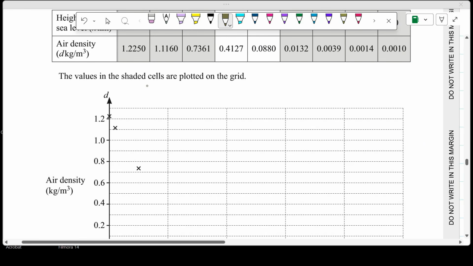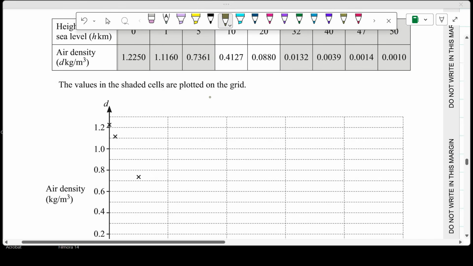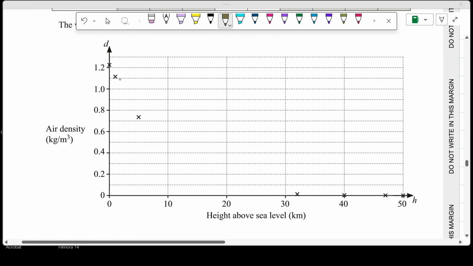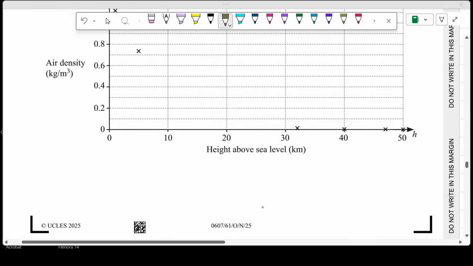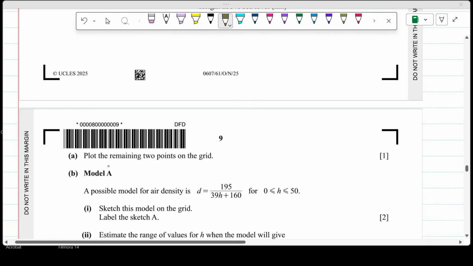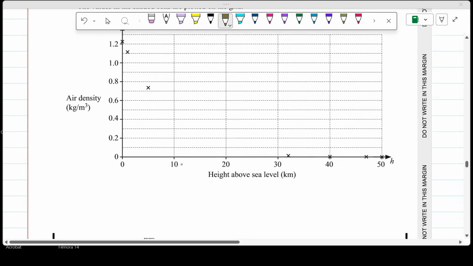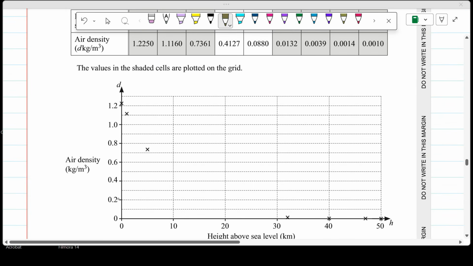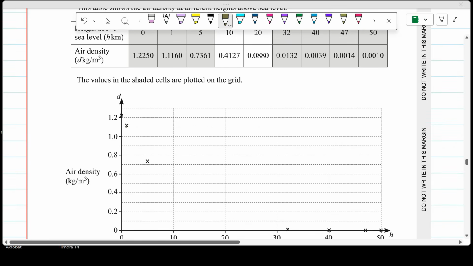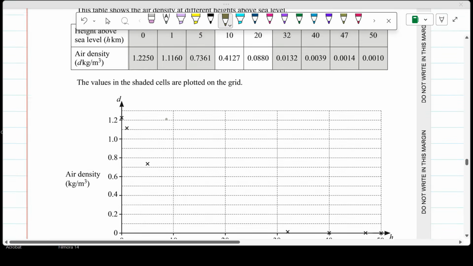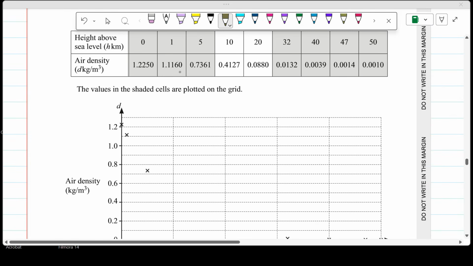The values of the shaded cells are plotted on the grid. These are the values of the air density with respect to height above sea level. Part A, plot the remaining 2 points. We can see that this is the 0 height. We have the density just above 1.2. Then we have the height of 1 kilometer and we have the air density of 1.116. When the height is 5 kilometers, we have the density which is around 0.7.